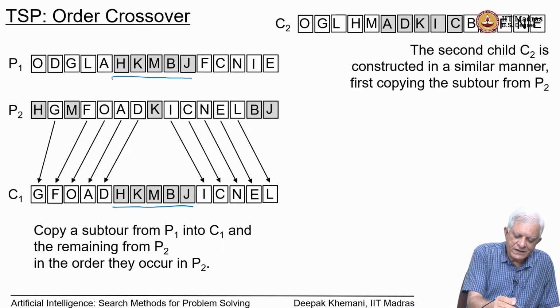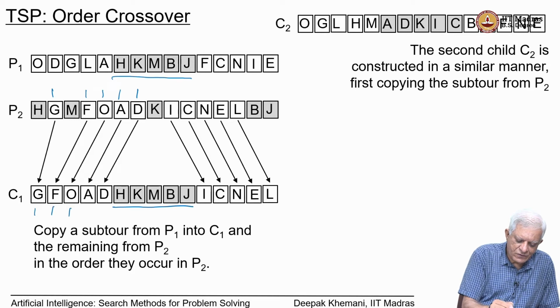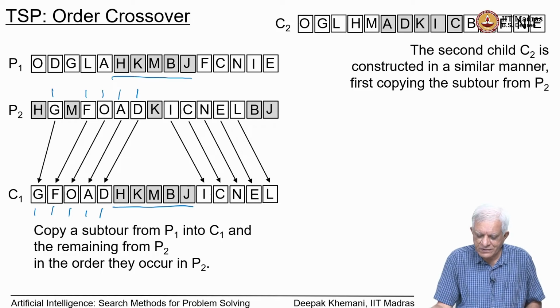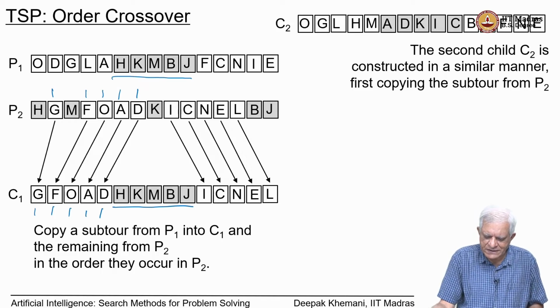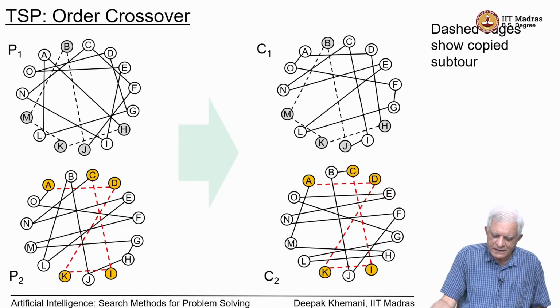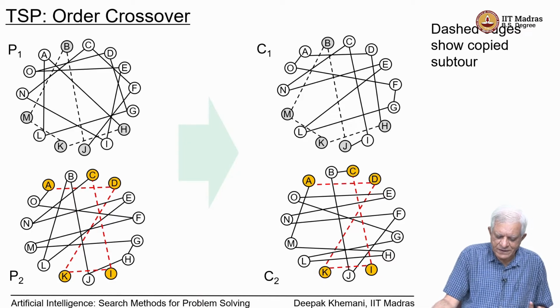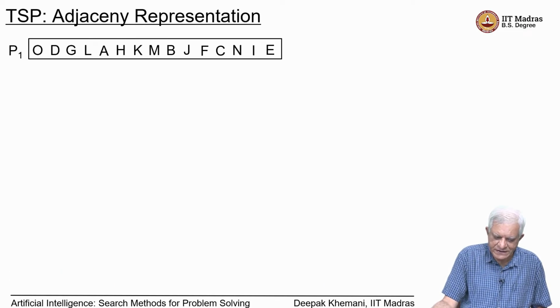So, the order is G followed by F followed by O followed by A followed by D. So, you can see that G, F, O, A, D and so on. This is called the order crossover, and the other tour is constructed in a similar fashion. This illustrates how order crossover works. The same subtours which are copied remain in the final tours, but some other cities and their connections have changed eventually.